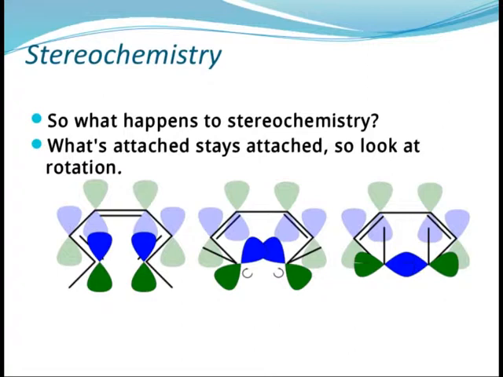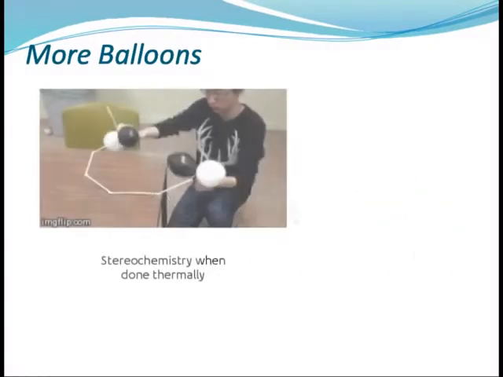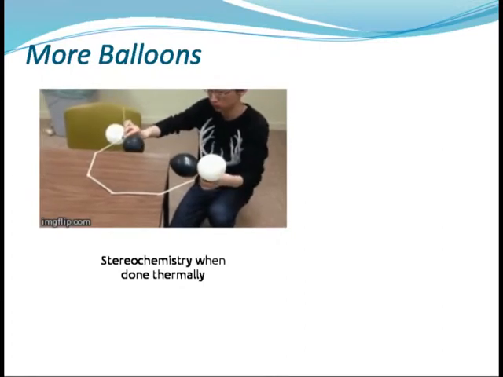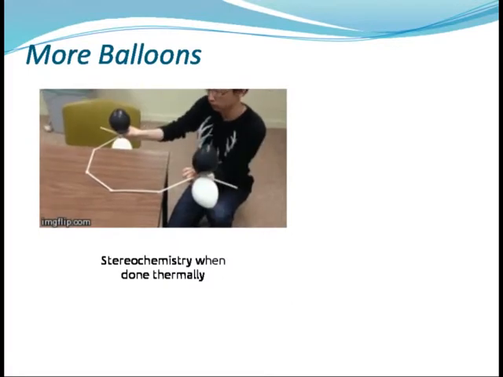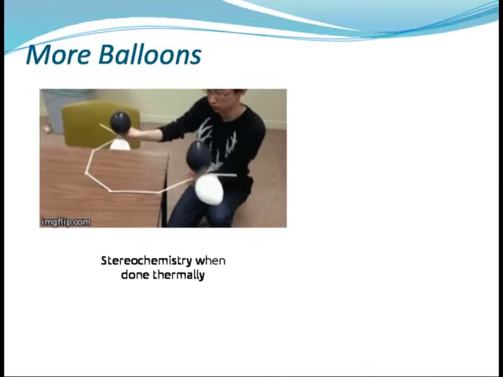So in this picture, it's done thermally, and you can see that the 2 methyl groups on the outsides will both go up, since they're both rotating in opposite directions. And here are more balloons to illustrate that. As you can see, the sticks on the outside represent the methyl groups, and of course there are hydrogens on the other side, so they too will rotate.